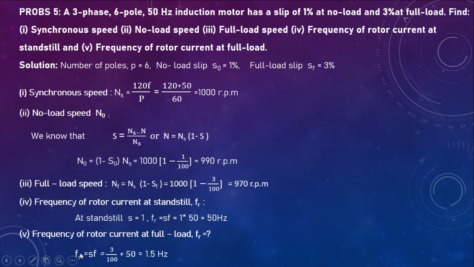Frequency of rotor current at full load. At full load, we need the full load slip. Same formula, we have to find the rotor current frequency. fr is equal to s into f, where s is 3% now here, into f. We will get 1.5 Hz.